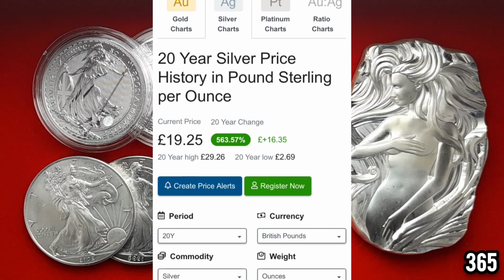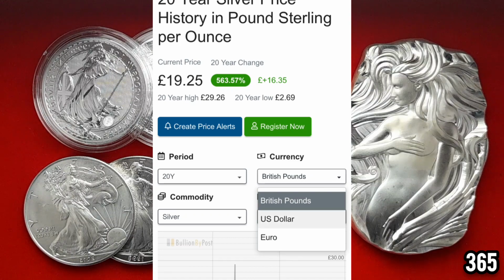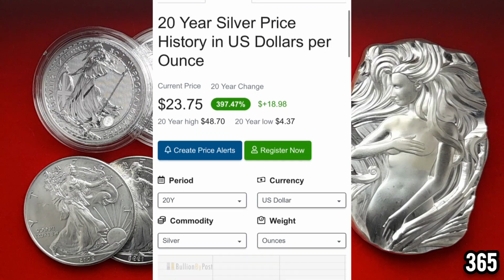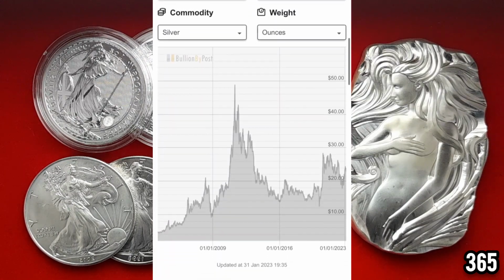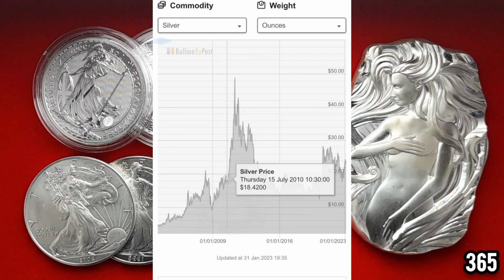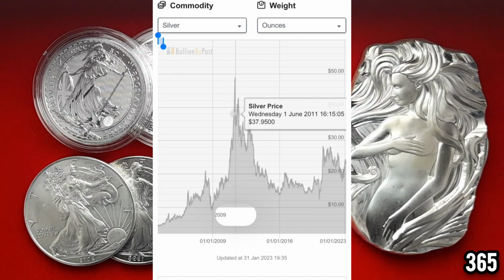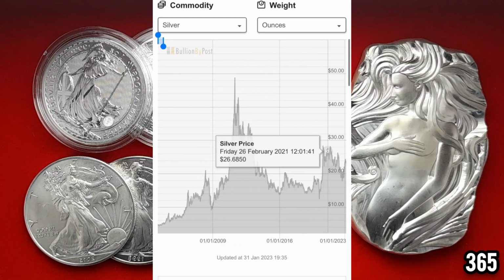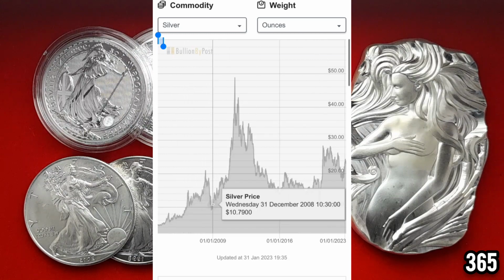So you can see over 20 years, up 563%. So really, really huge change over 20 years. So it just goes to show that the longer you're willing to hold precious metals, the bigger return that you tend to get. Now, like I said, you can change it into US dollars, and you can see the equivalent there in US dollars. But yeah, it's just a really handy tool to have a look at. And you've got to appreciate that you will get some huge spikes throughout the years, and then they might plummet right back down and level out. So that is why it's so important to look at it as a long-term investment.